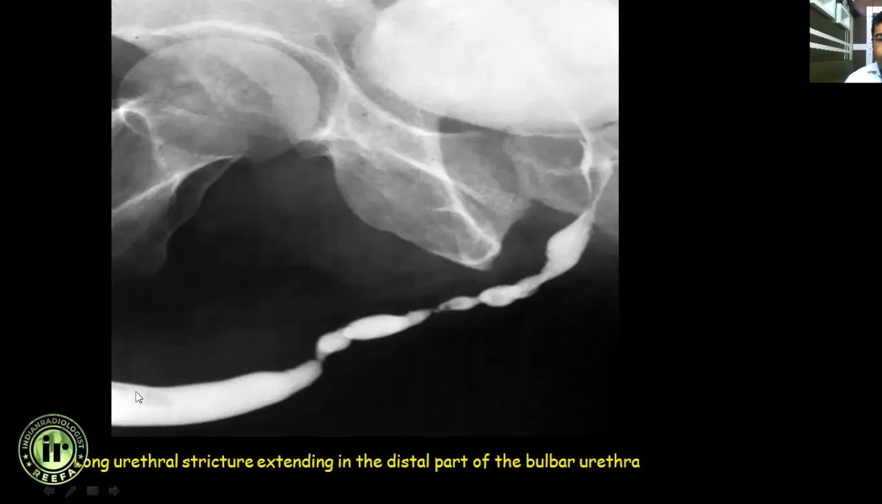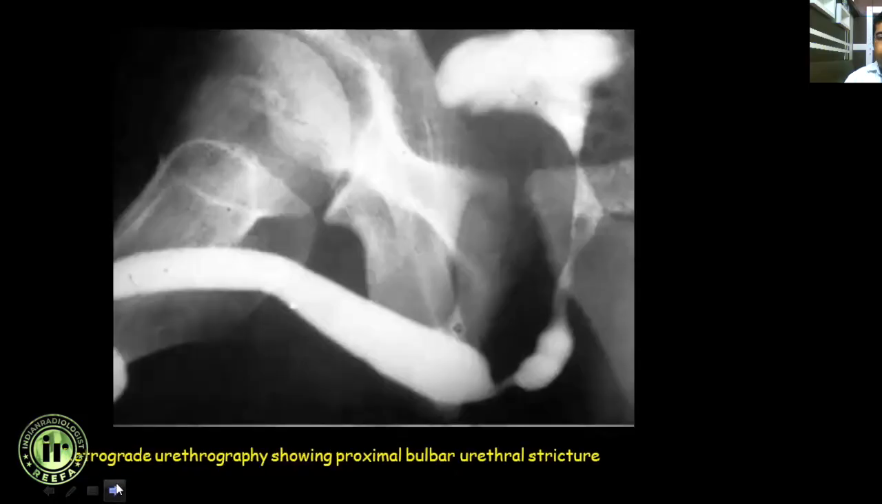You can see the smooth filling with distension of the urethra. As you come beyond the anterior penile urethra, you can see the bulbar urethra. There are multiple strictures, narrowing and irregularity noted in the bulbar urethra. There's a long segment urethral stricture noted in the bulbar urethra.